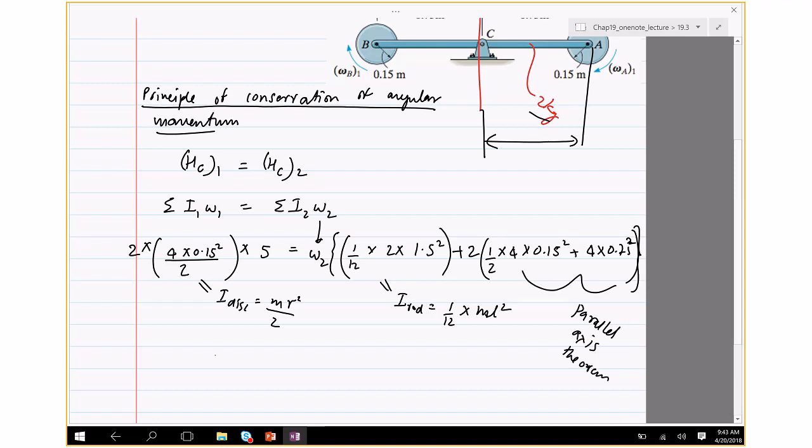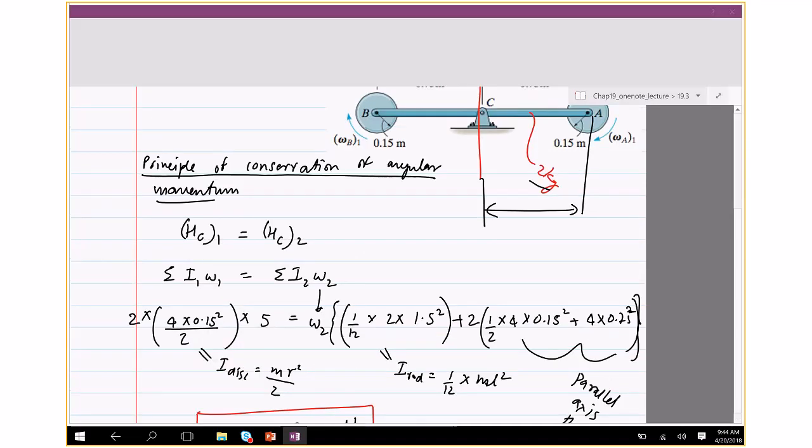So we can solve for omega. It comes out to be 0.0906 radians per second. So it starts off with 5 radians per second, right? Because the inertia is less, and now the speed decreases because the inertia increases. Okay, any questions on this?